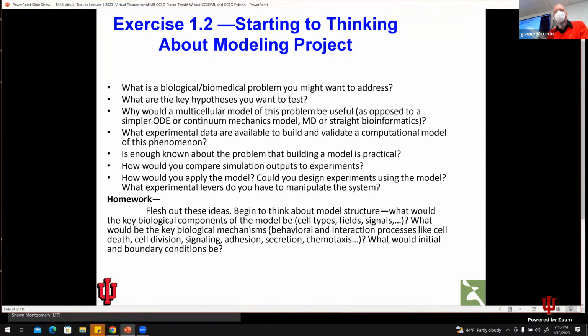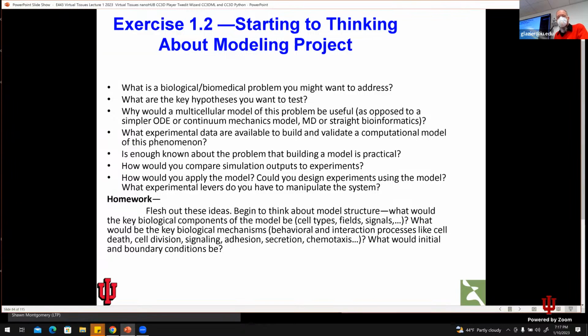If you were going to model it, what kinds of questions might you want to ask? And perhaps most importantly here, why would this kind of modeling be useful? In other words, if you can get away with a model that is simpler, that doesn't have all this spatial detail, go for it.